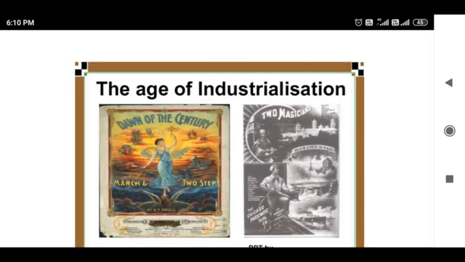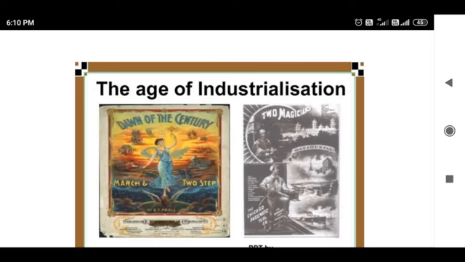My dear students, before moving forward, let me make you aware of the meaning of industrialization. Industrialization is the period of economic and social change which transformed the agrarian society into an industrial society.